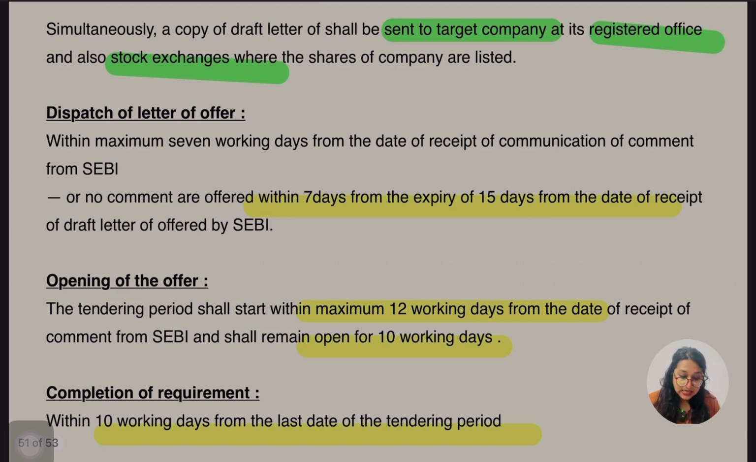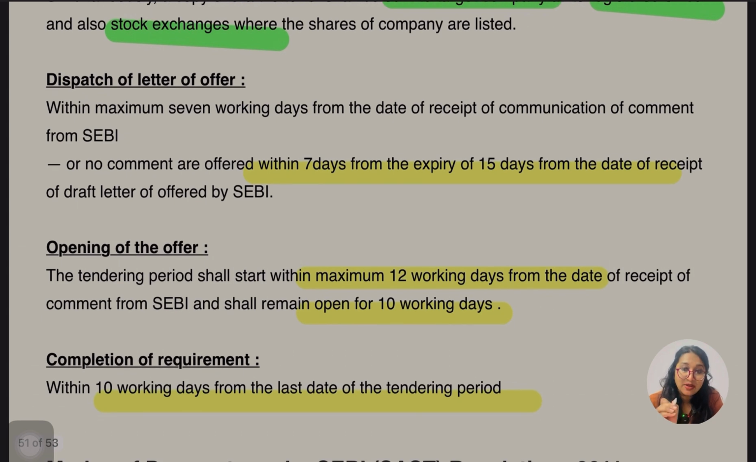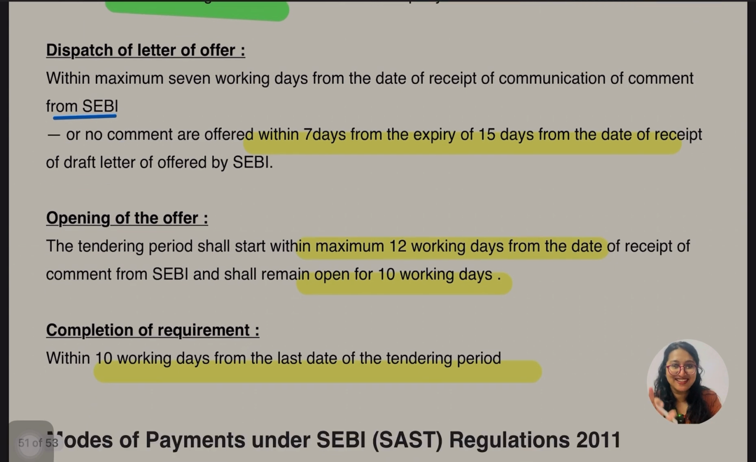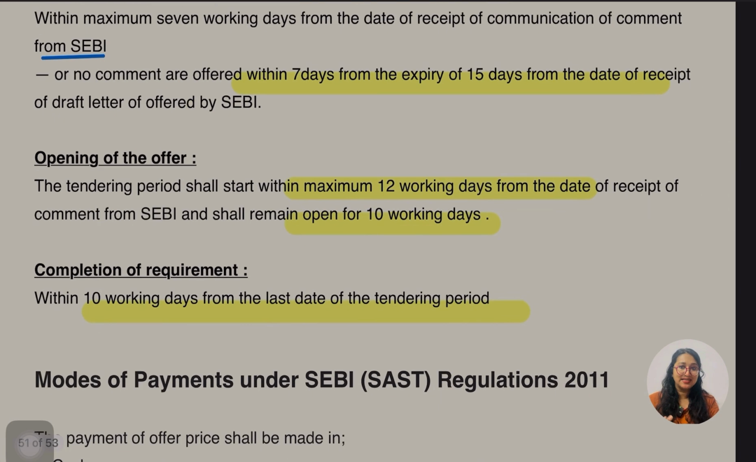Then comes dispatch of the letter. How many days? Let's go back. Within 7 maximum working days from the due date of receipt of communication of the comments from SEBI. Now everything is becoming clear, right? And if no comments are offered within 7 days from the expiry of 15 days from the date of receipt of the draft letter of offer by SEBI.